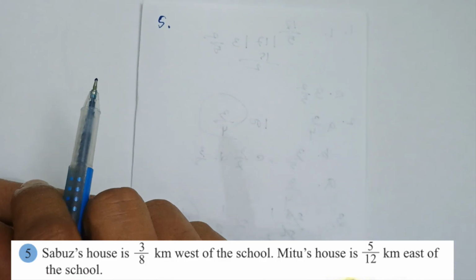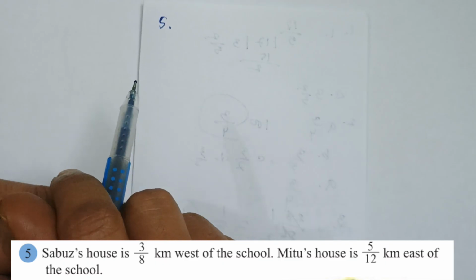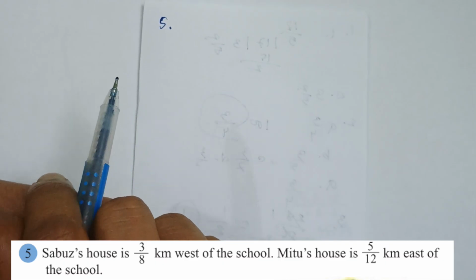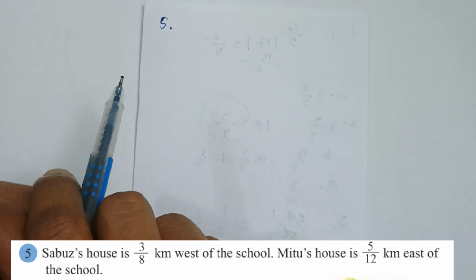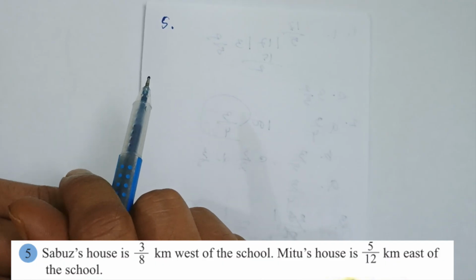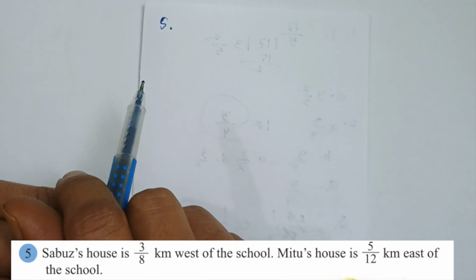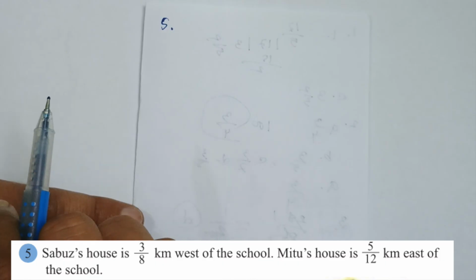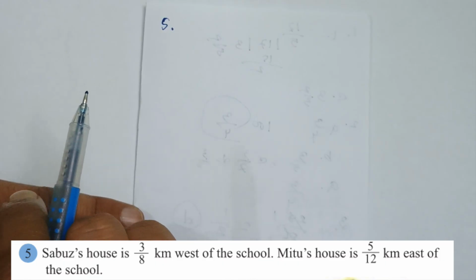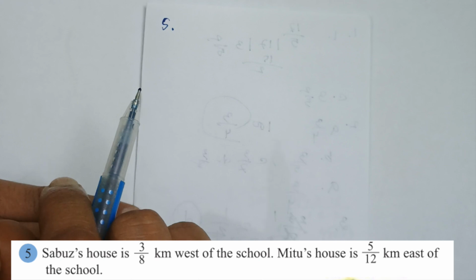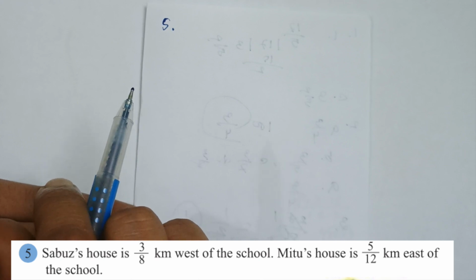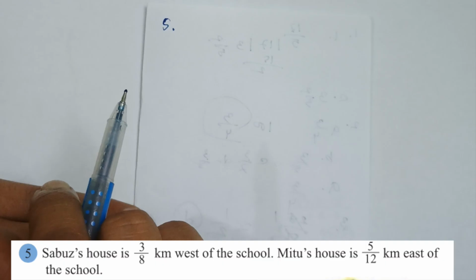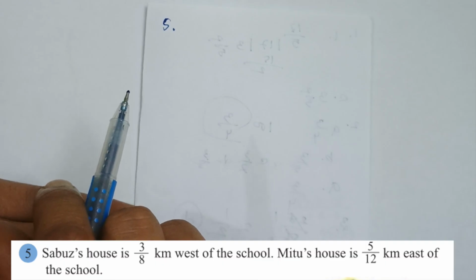Shobu's house is 3/8 kilometer west of the school. Mitu's house is 5/12 kilometer east of the school. Here they want to know: A, how many kilometers is the distance between Shobu's and Mitu's houses, and B, whose house is nearest to the school? What is the distance of Shobu's and Mitu's houses from the school?